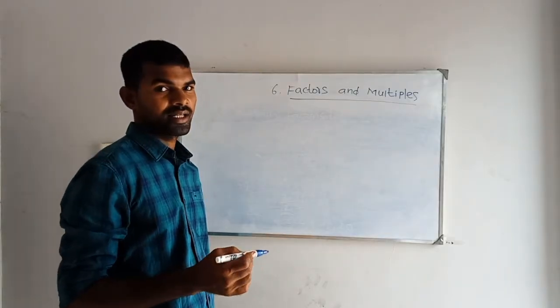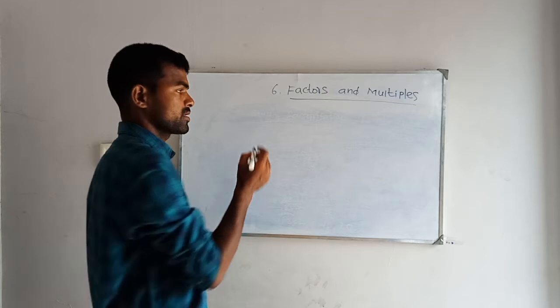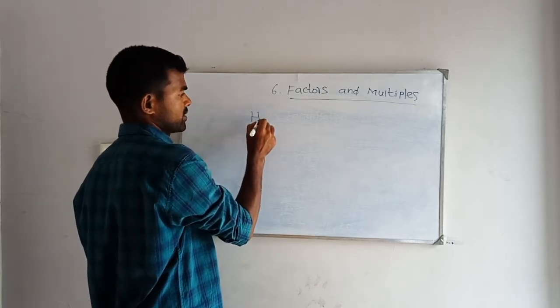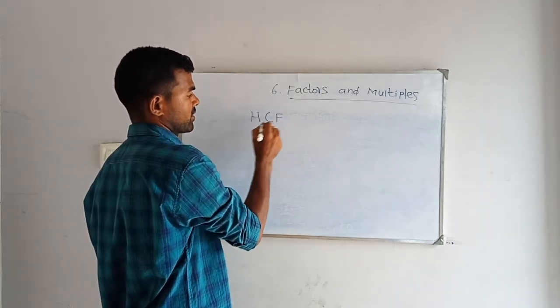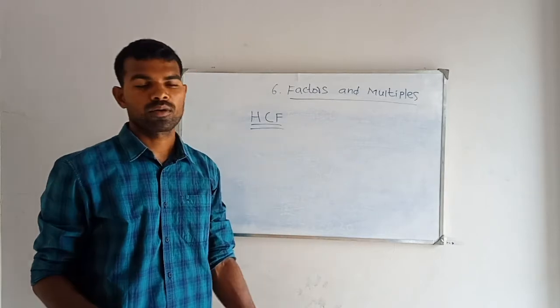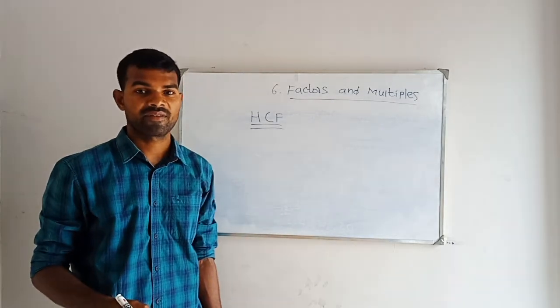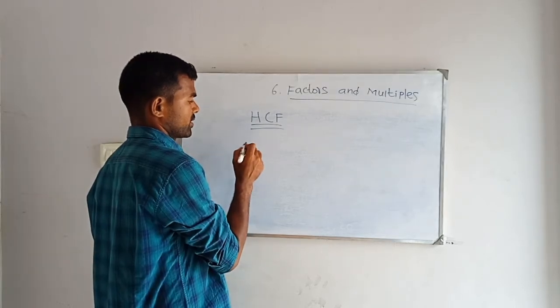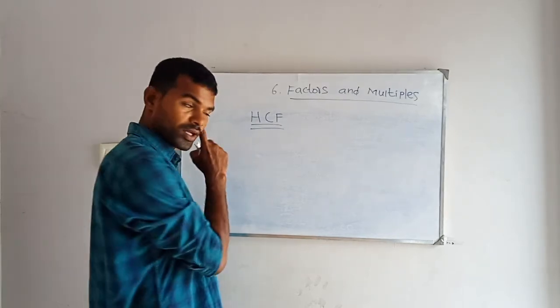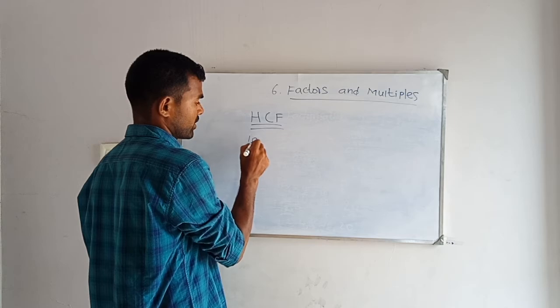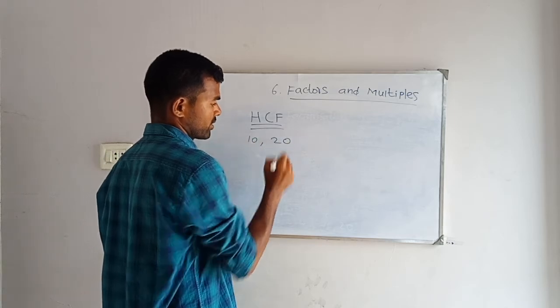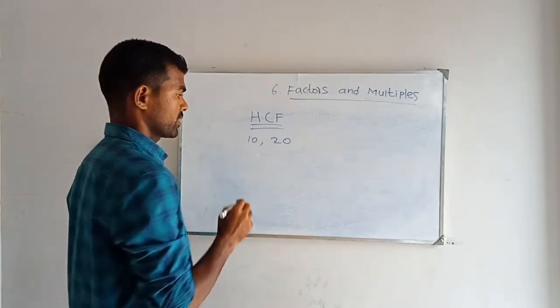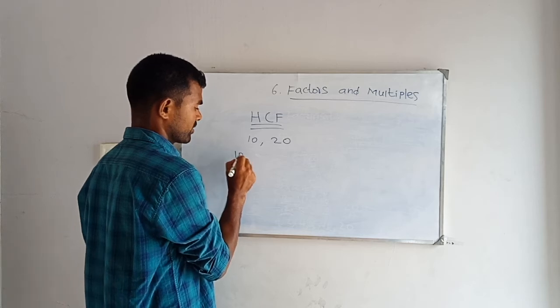Next, we will see how to find the HCF, highest common factor. Now we are going to find how to find the highest common factor. Let us take any two numbers here, 10 and 20. What are the factors of 10?